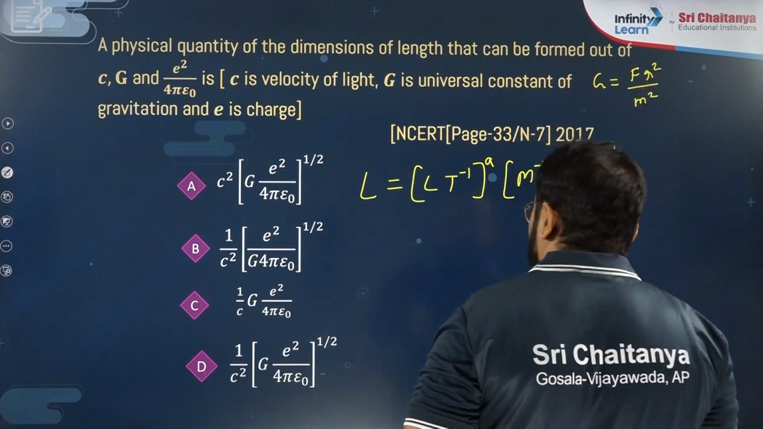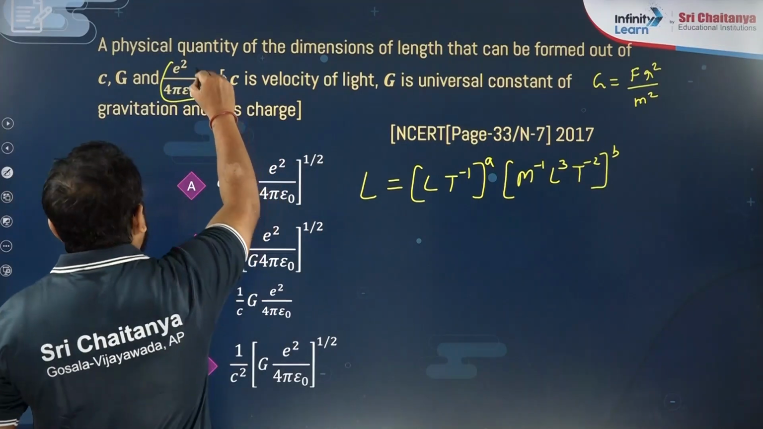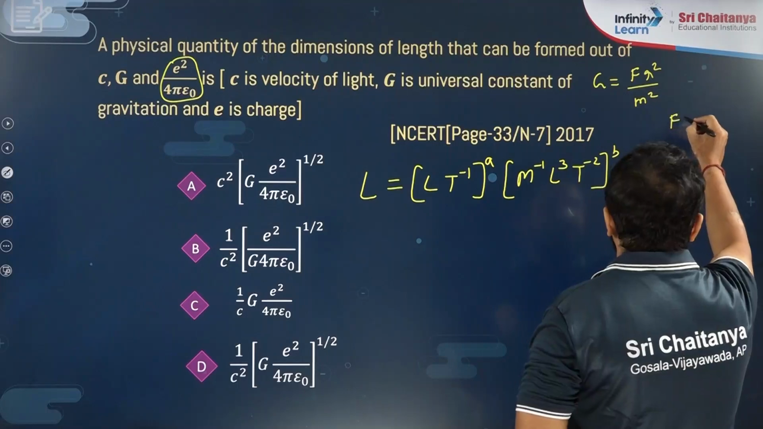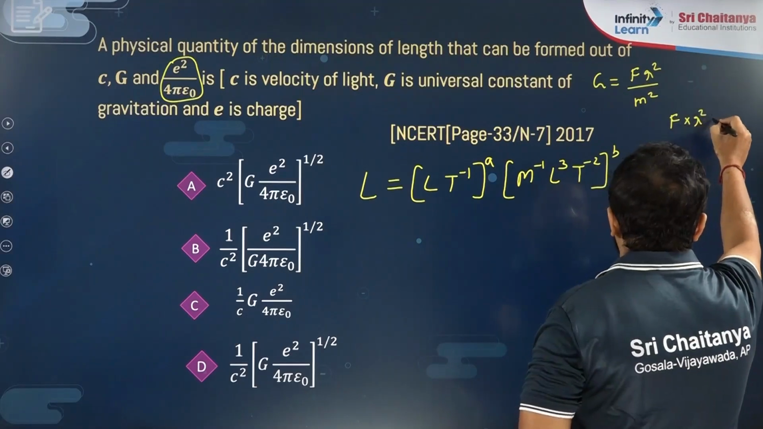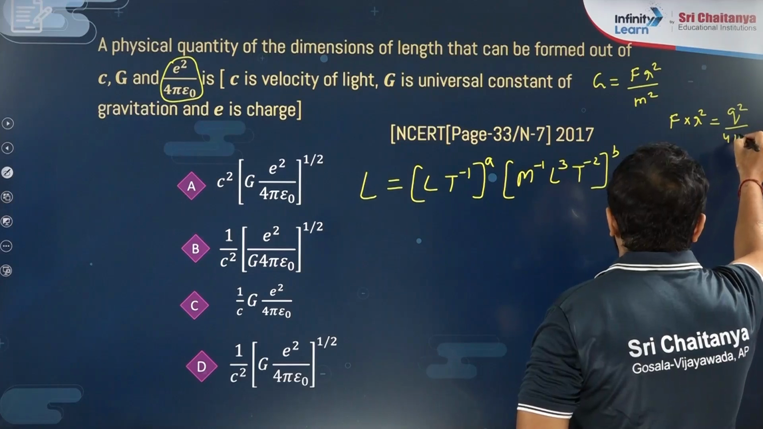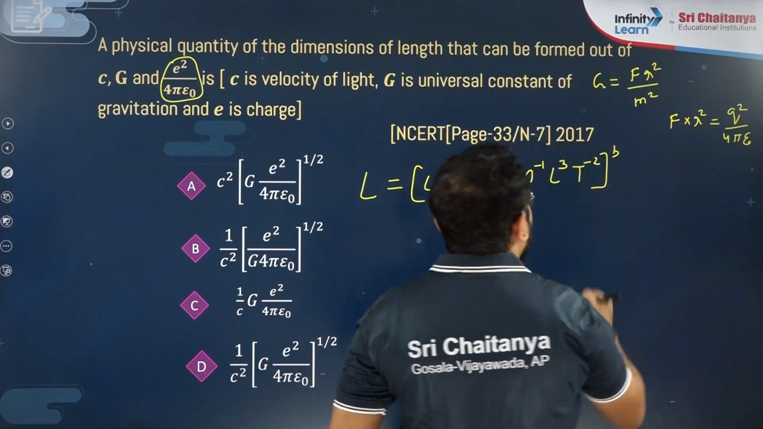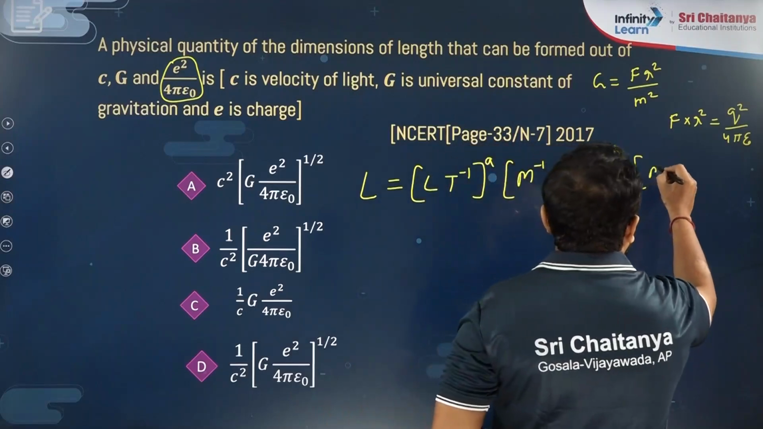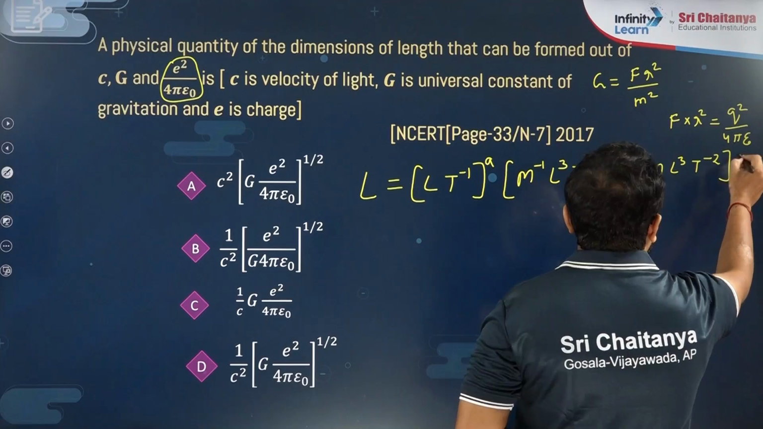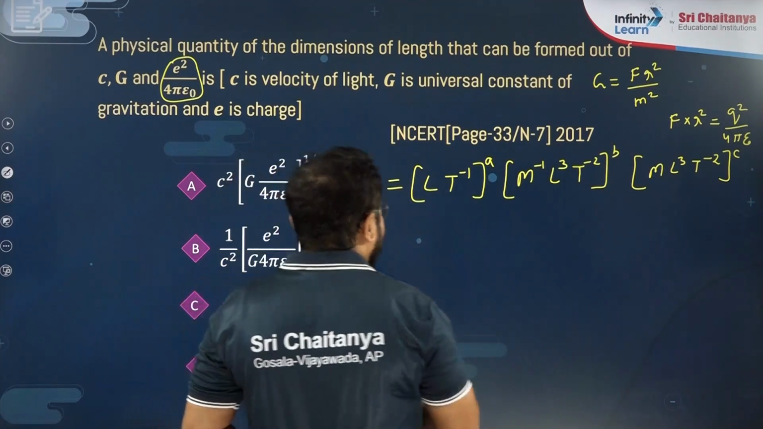The gravitational formula. Again you see here, this is the electrostatic formula, yes or no? Force into R square can be written as Q square by 4 pi epsilon naught. That is only written there. So what is F R square? How can it be written? M L cube T minus 2 to the power C. Now just open the brackets.